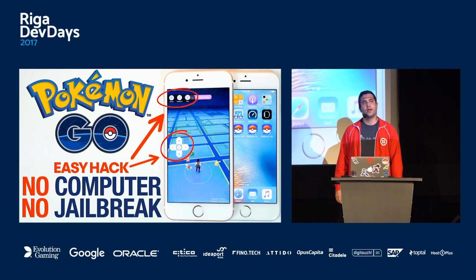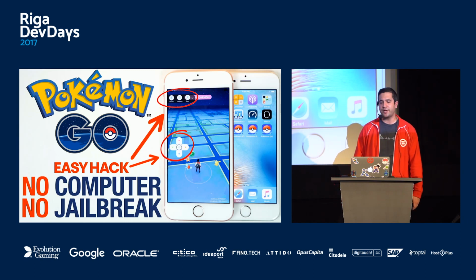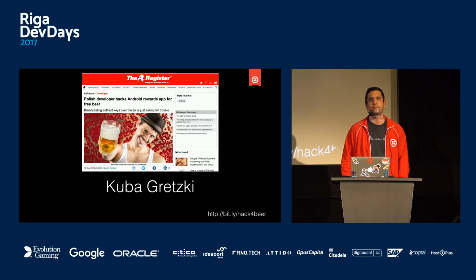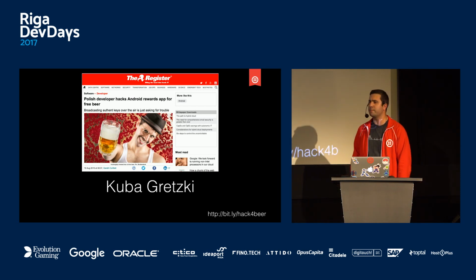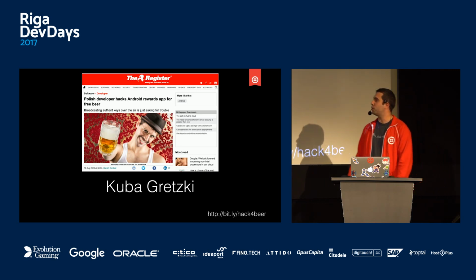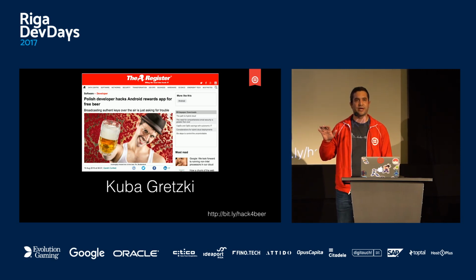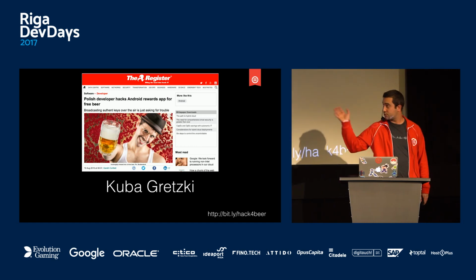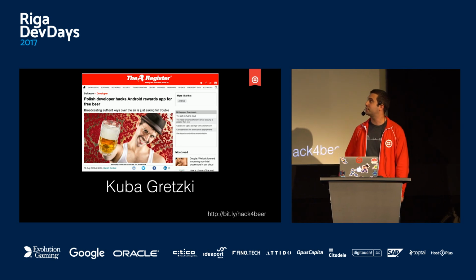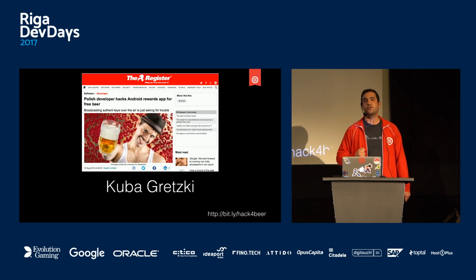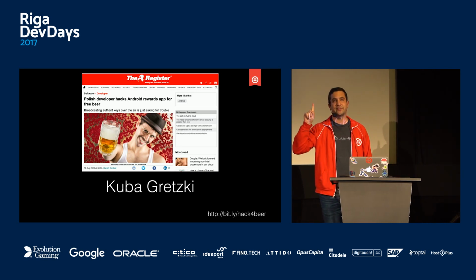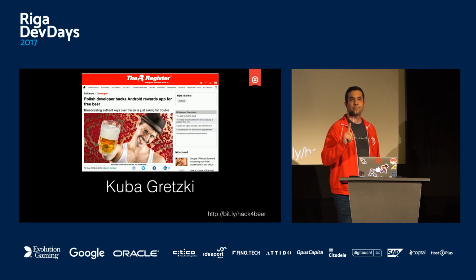Now, let's look at a different example here. Has anyone heard about Kuba Gretzky? Okay. Is anyone Polish here? Okay. I'm not about to say anything bad about Polish people. I'm just asking because Kuba Gretzky is actually Polish. And what Kuba Gretzky did was he hacked an Android application to get rewards. And those rewards, again, motivation, those rewards were beer.